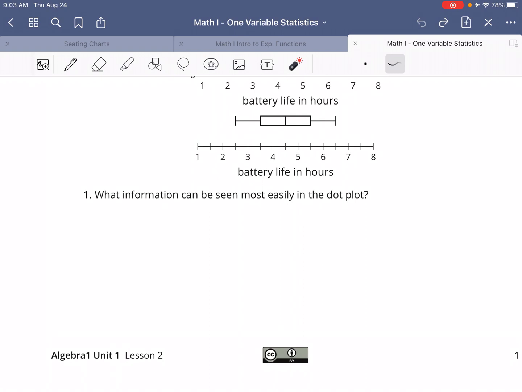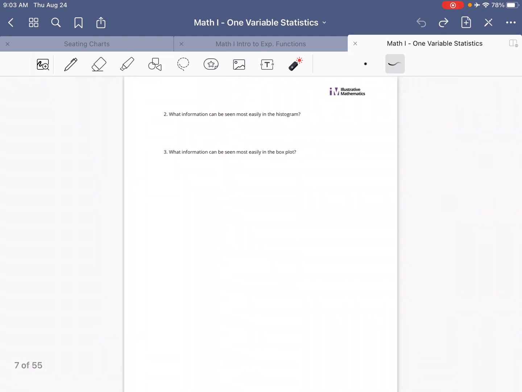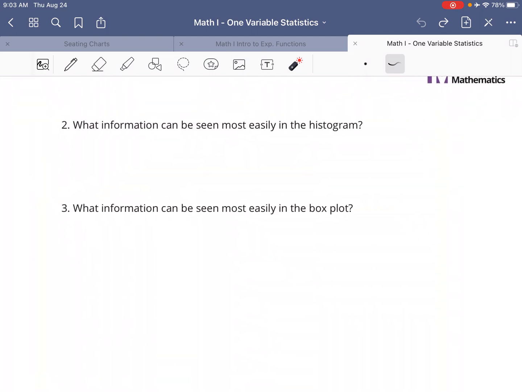All you really need to do is answer the question, what information can be most easily seen in the dot plot? What information can be seen most easily in the histogram? What information can be most easily seen in the box plot?